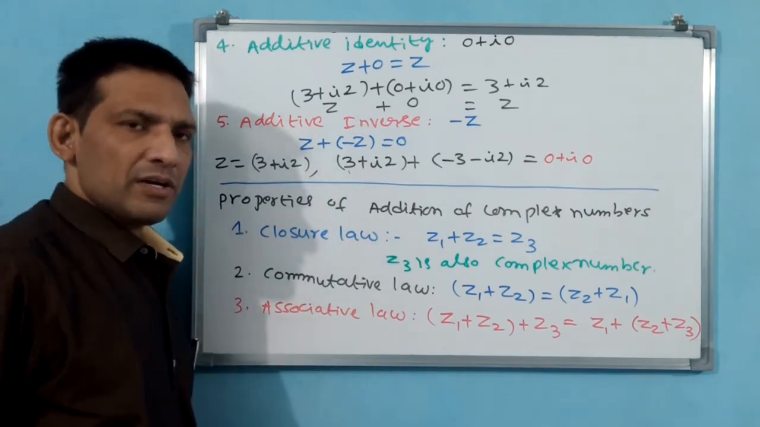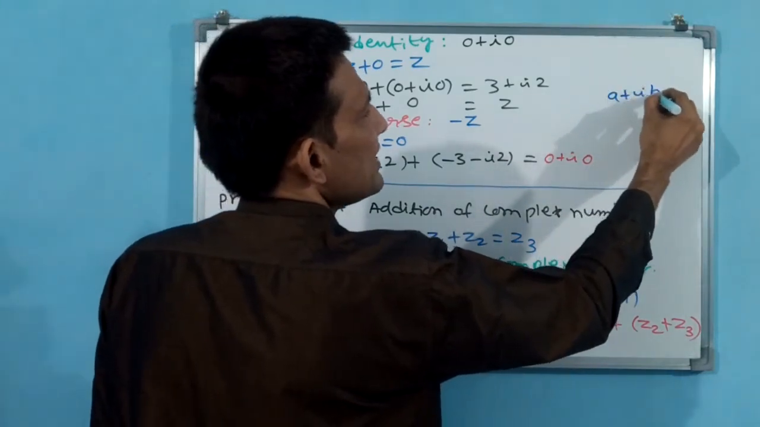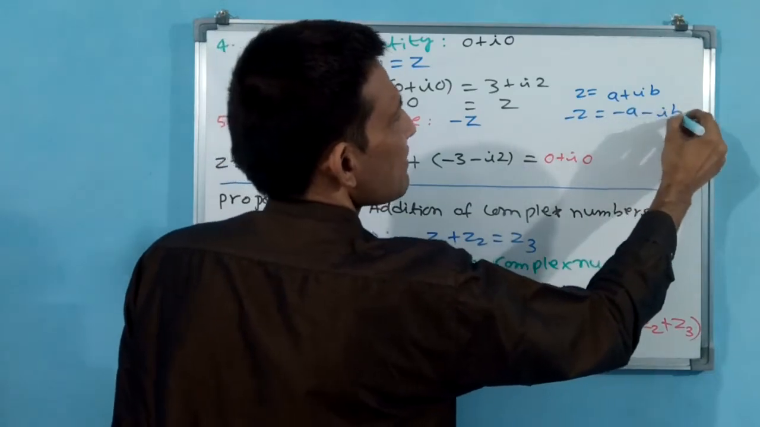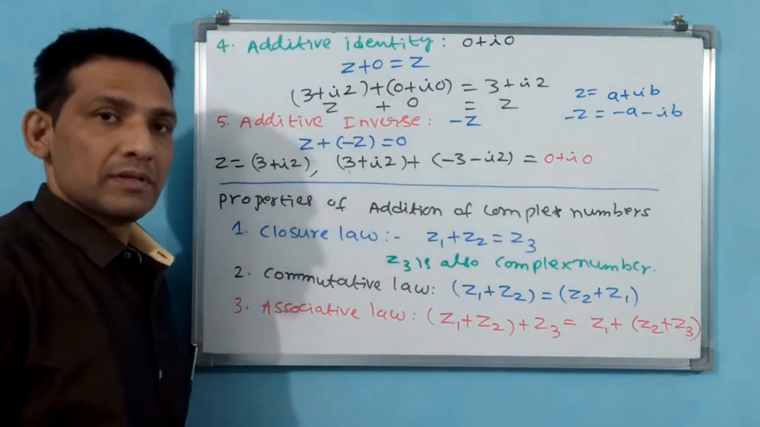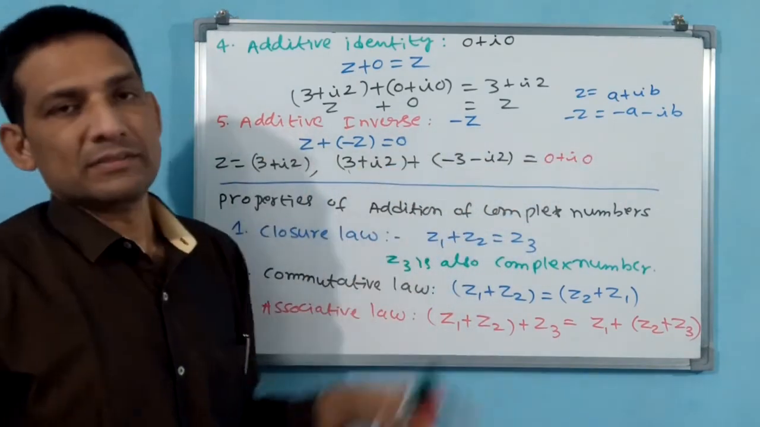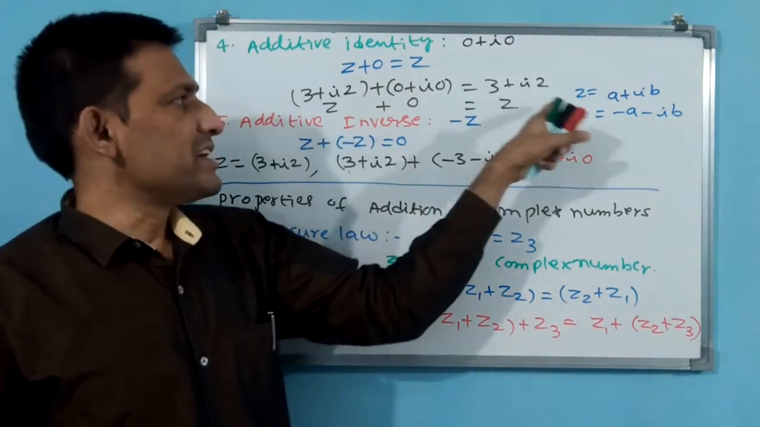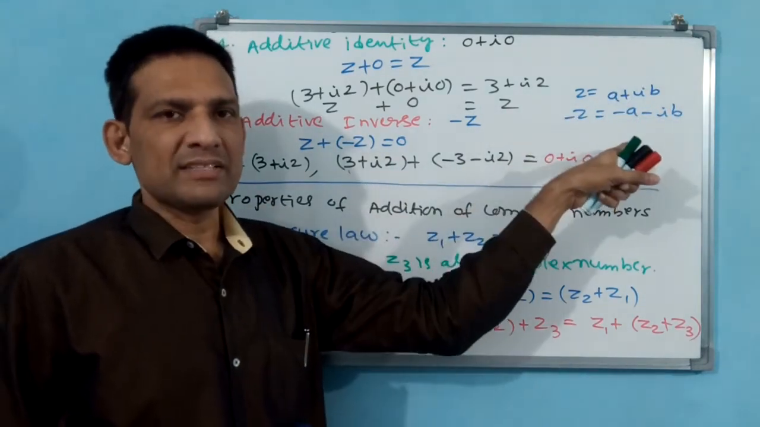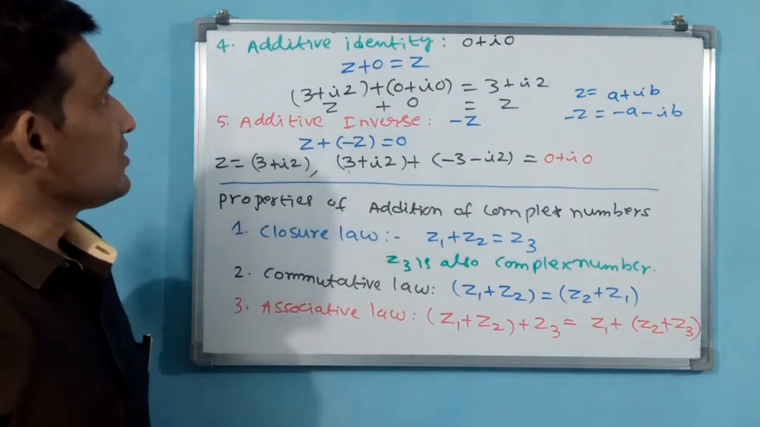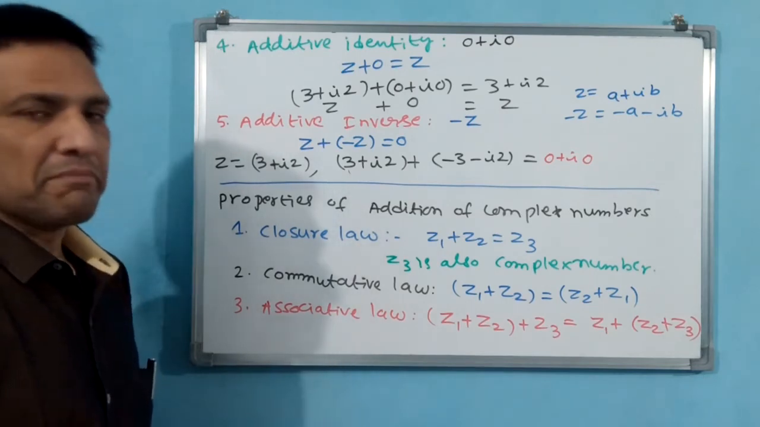For any number, say z is a plus ib, minus z is equal to minus a minus ib. The minus z is called the additive inverse. Additive inverse is minus z, that's all. Z is a plus ib, minus z is minus a minus ib. Okay, these are the properties of addition of complex numbers.